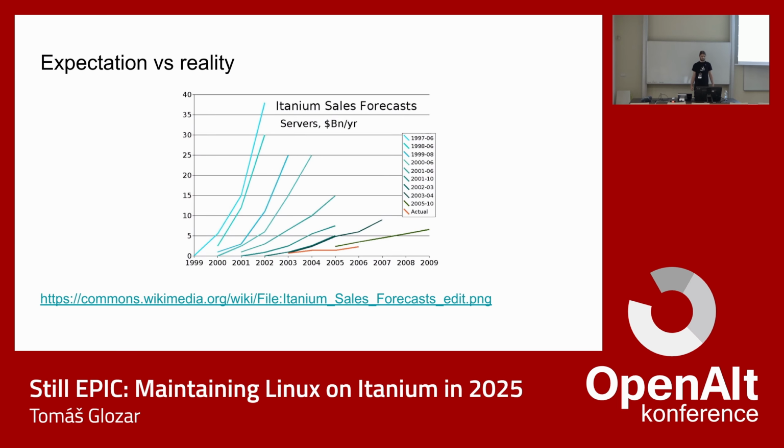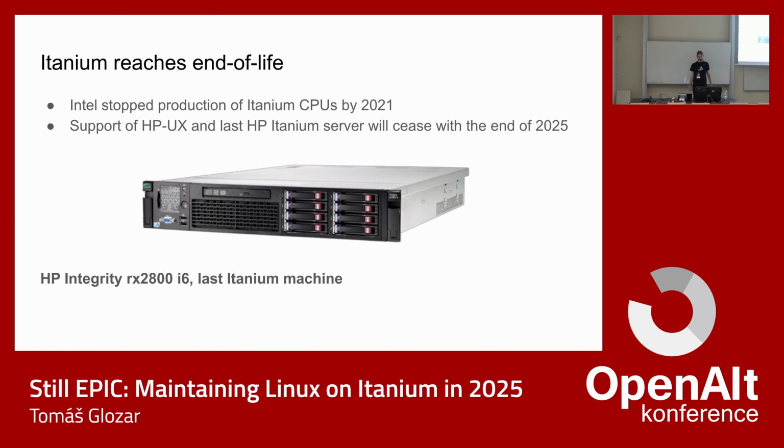And because of this, Intel decided to discontinue the architecture. So by 2021, Intel stopped the production of the Itanium CPUs. Now you might be asking the question why it took so long. It was because Intel had contracts with Oracle and with HP to produce those machines, and people were running their software on it because they were persuaded by Intel to buy it. But the last HP Itanium server will have the end of life at the end of 2025, which is this year. So this is the last Itanium machine, which is called HP Integrity RX 28000 i6.